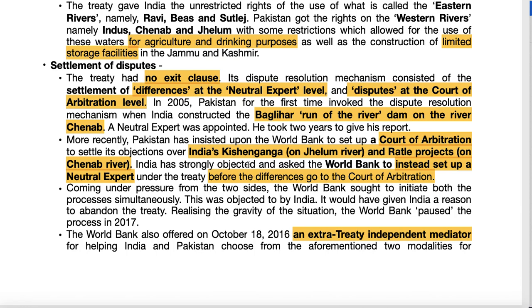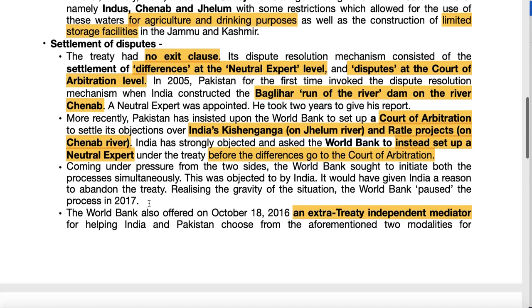So India is saying, let us first settle our differences with the mechanism of a neutral expert, and if you're not satisfied with this neutral expert, only then we should move ahead to the second level, that is the level of court of arbitration. But Pakistan is insisting that we should directly escalate this matter to the court of arbitration, against which India is not in favor.